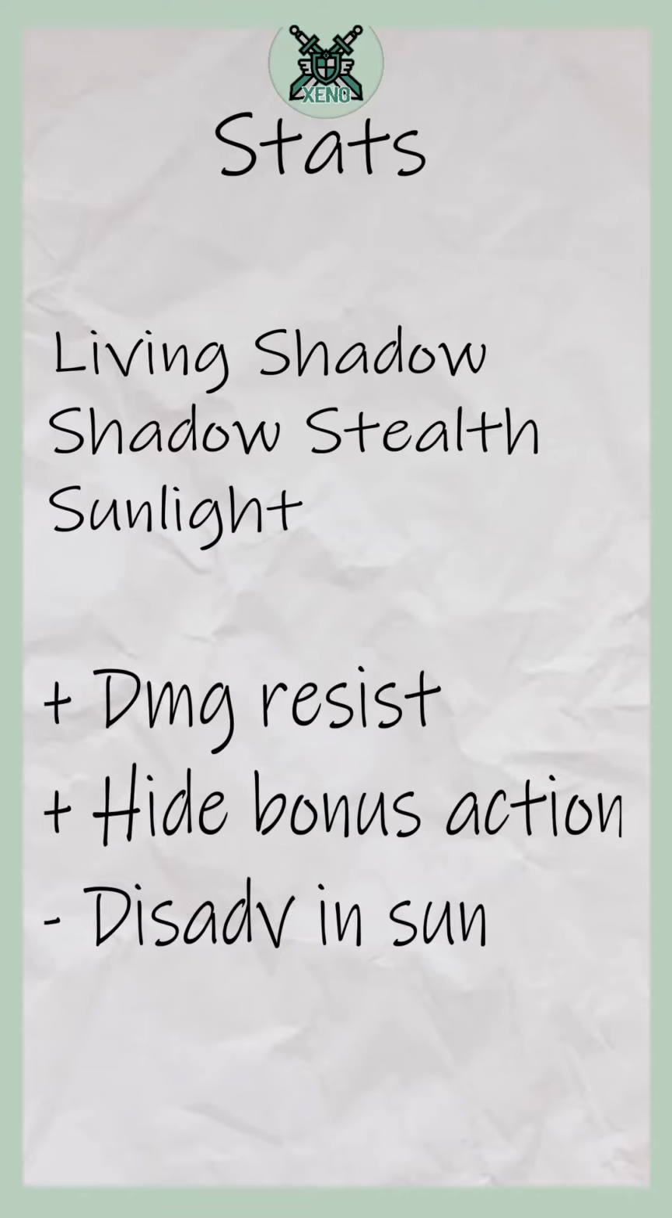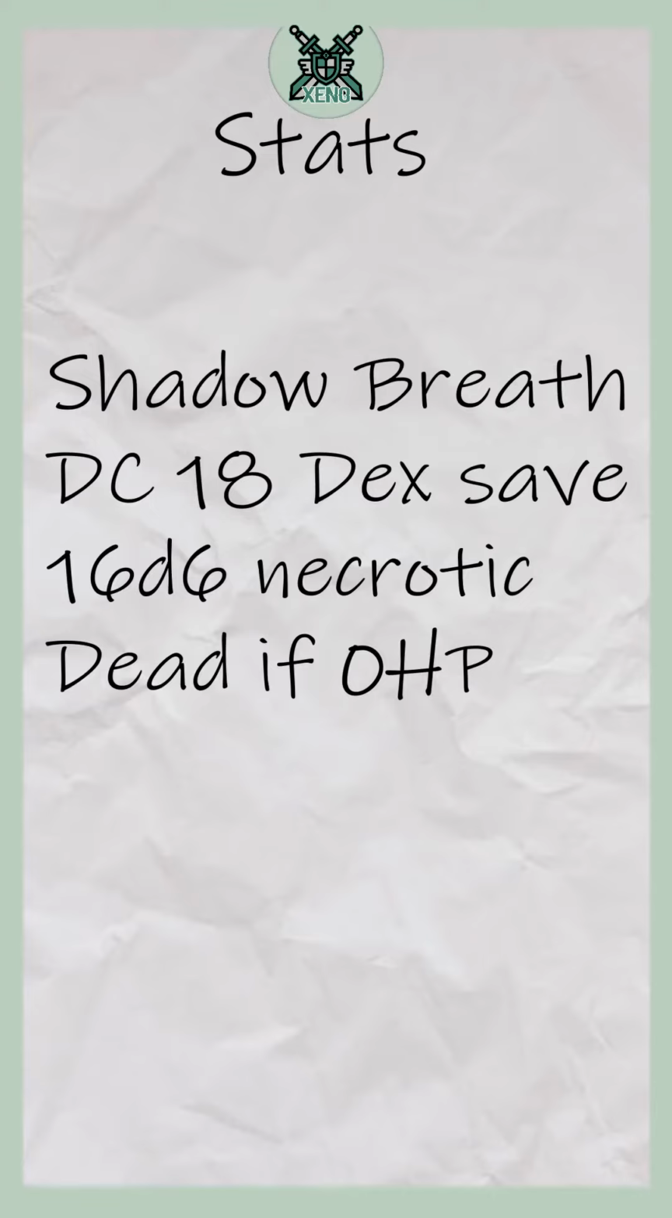Giving damage resistance and hide as a bonus action while in dim light or darkness are incredible buffs that we will take advantage of in our example encounter. Its Shadow Breath variant weapon is also devastating. DC 18 Dex saving throw, dealing a full 16d6 necrotic on fail. Also important to note that if a humanoid hits 0 hit points, it dies and becomes an undead shadow. These buffs are simply incredible and fun to work with. With these abilities, we can create a framework for a truly scary encounter.